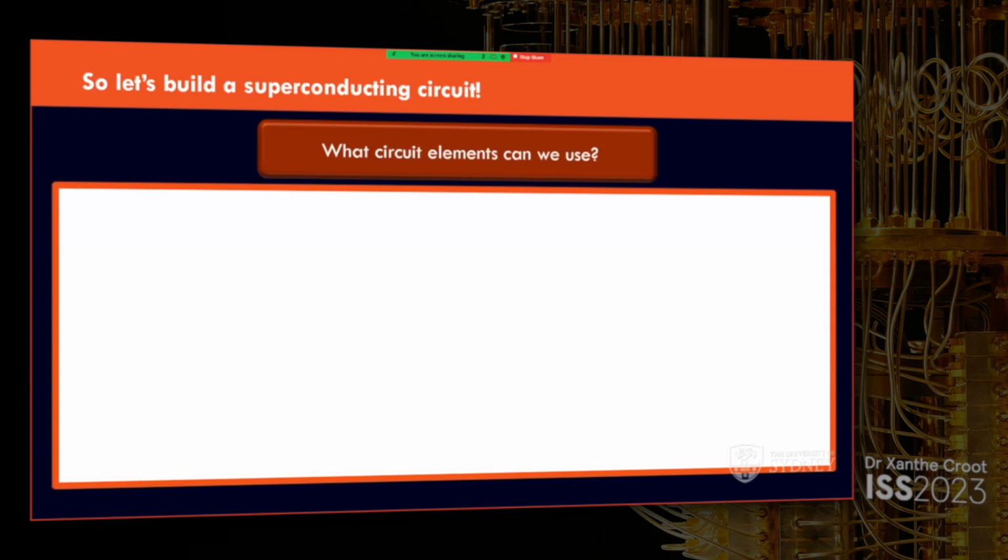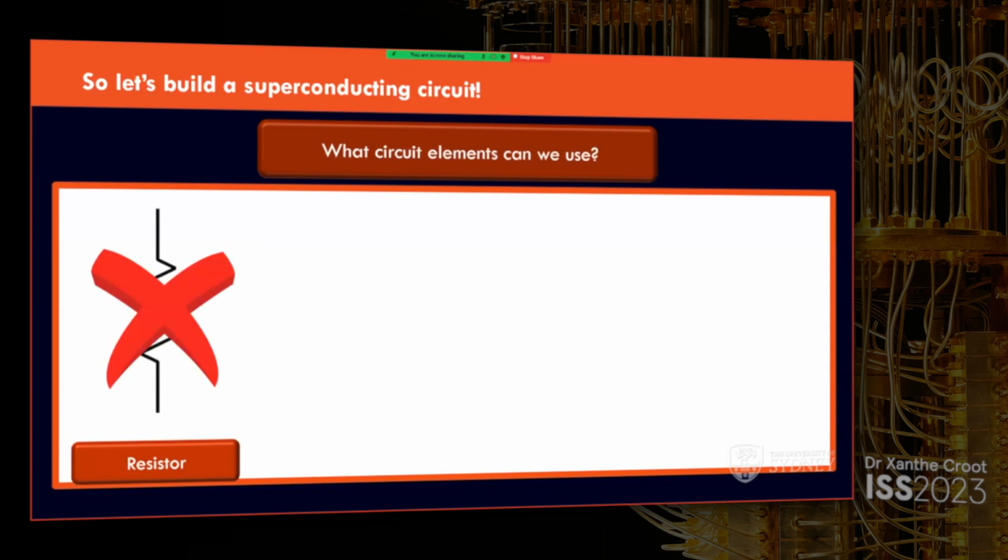Okay, so the first circuit element that we've talked about at length already is the resistor. But we're dealing with a superconducting circuit, so I already know I can't use a resistor. Does anyone know of any other types of circuit elements? Capacitor and inductor. Okay, who has studied capacitors and inductors before? All right, a few of you. No worries if you haven't.